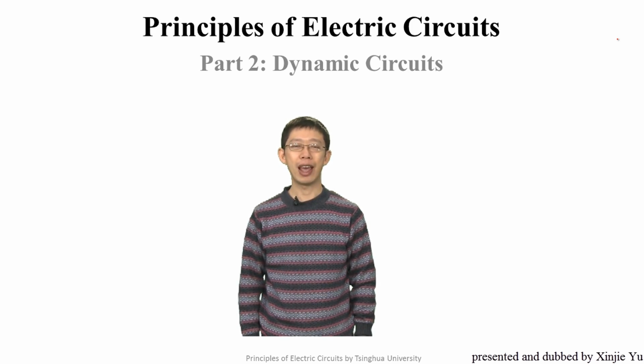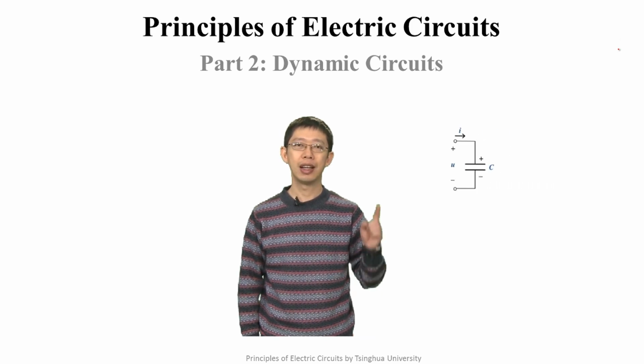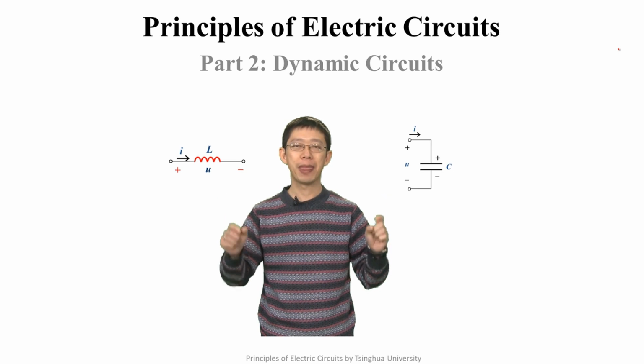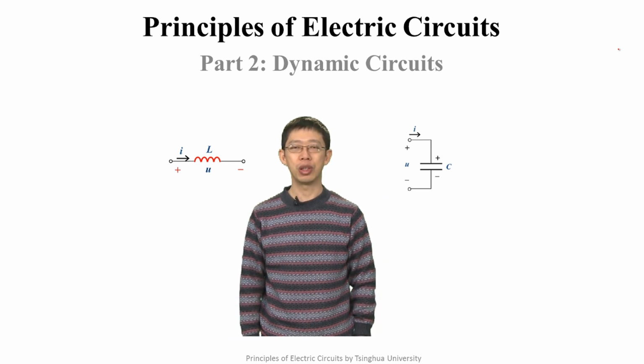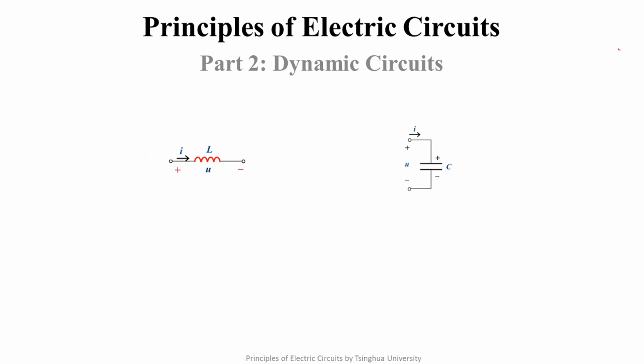In the course of Principle of Electric Circuit 2, we will introduce two kinds of energy storage components, which are capacitors and inductors. Then we will analyze circuits containing energy storage components, that is, dynamic circuits, from the perspectives of time domain and sinusoidal steady states. You will find quickly that dynamic circuits can provide richer functions than resistive circuits, so the second part of the course will be wonderful. Let's begin.